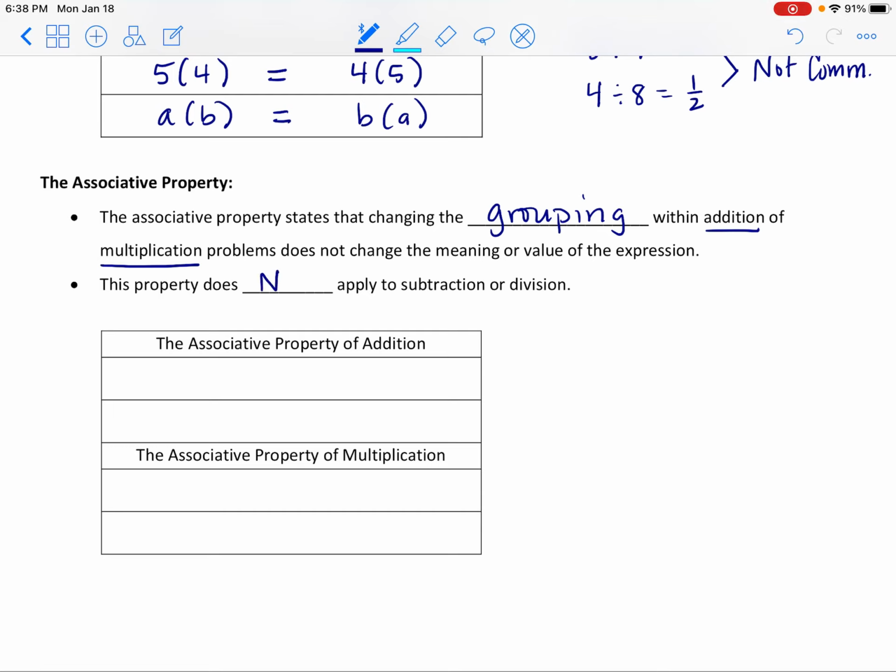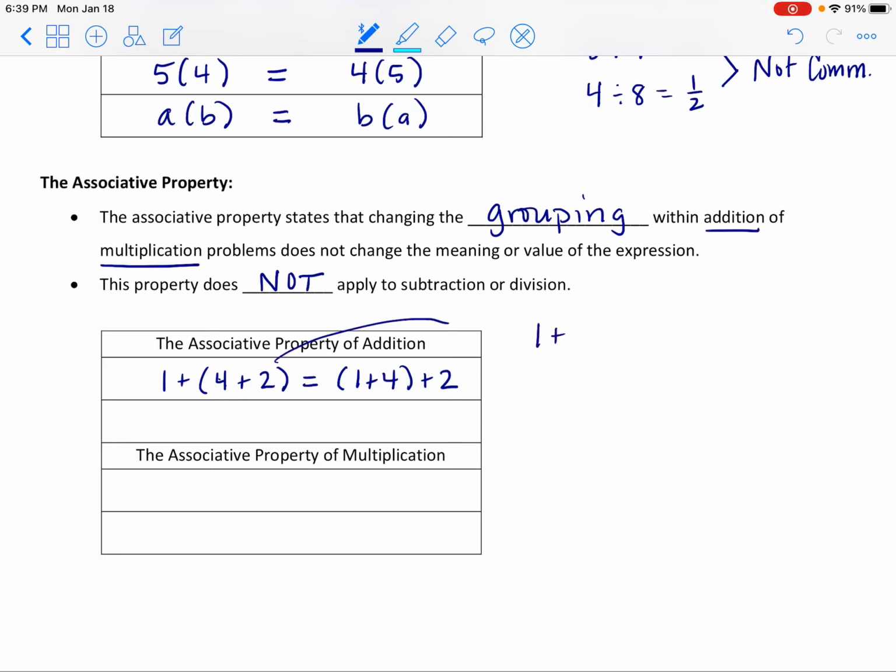Again, this is not going to apply to subtraction or division, but it will for addition and multiplication. So for example, with addition, let's say you had 1 and you were going to add in parentheses 4 plus 2. Okay, if I change the grouping, so instead of grouping the 4 and 2, let's say I change the grouping to the 1 and the 4, but it's all still being added, well, these two expressions are still going to be equal. So think about on this side, okay?